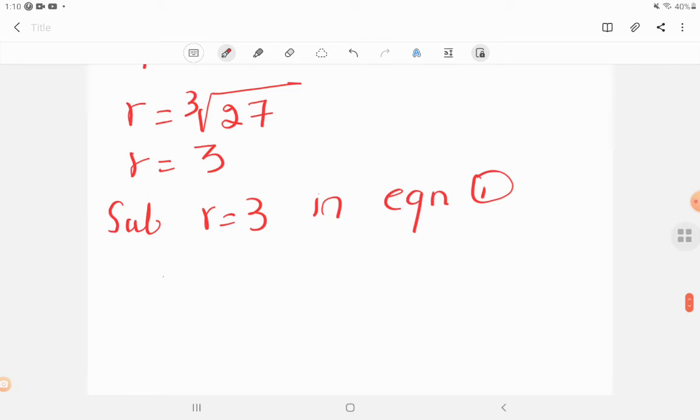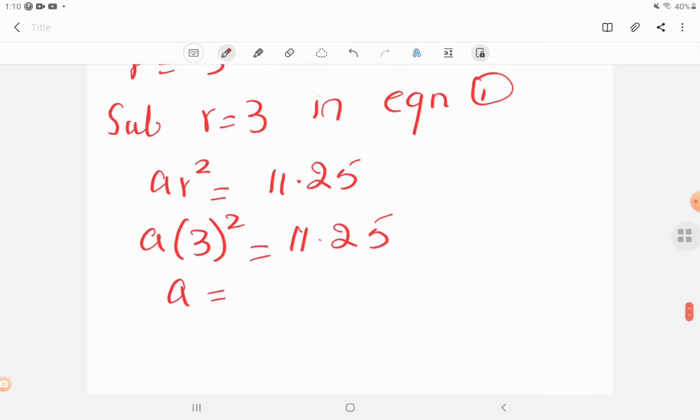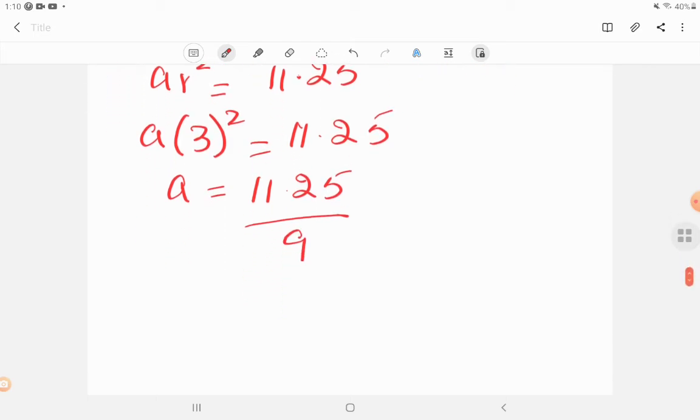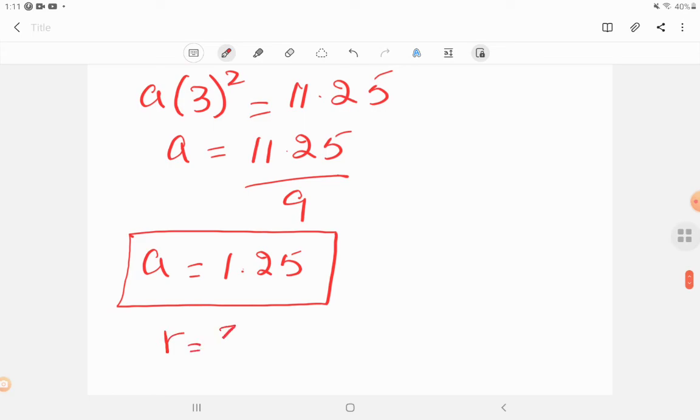Equation 1 is just AR squared is equal to 11.25. So we sub in R as 3. A times 3 squared is equal to 11.25. Therefore A is equal to 11.25 divided by 3 squared, which is 9. Use your calculator and you get A is equal to 1.25. So we have found the value for A, which is 1.25, and the value for R, which is 3.